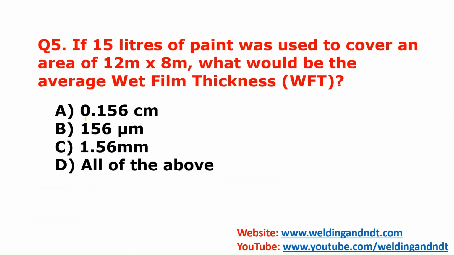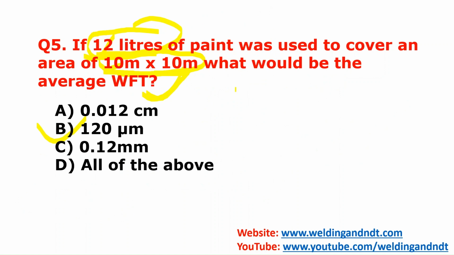Now, second question. This is question number 2. I have wrongly written it as question number 5. So question number 2 is, if 50 liters of paint was used to cover an area of 12 meter by 8 meter, what would be the average wet film thickness? So this question is almost similar to our first question.